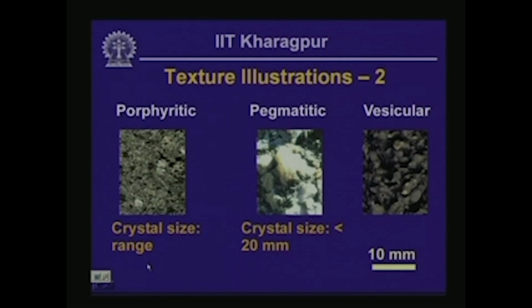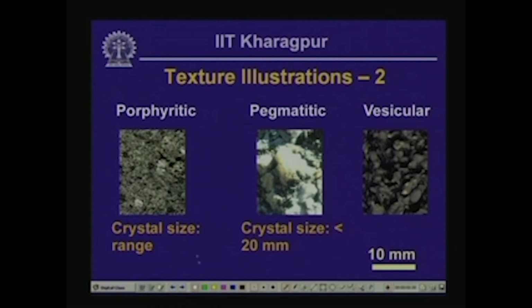Porphyritic texture can have a very large range of crystal sizes, and here you can see that a large proportion is composed of smaller crystals, and there are a few large crystals in the mass. These things are called phenocrysts.